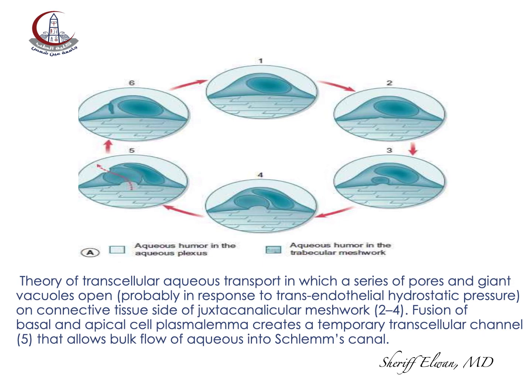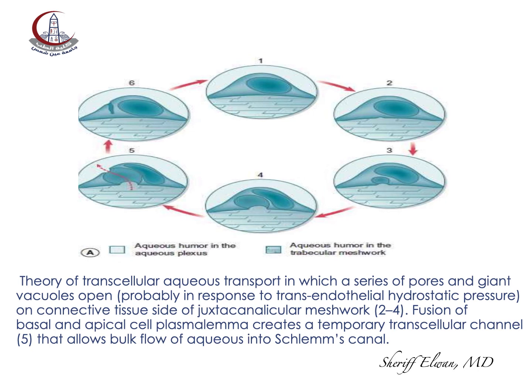The diagram shows the cells of the trabecular meshwork with the two sides. One side is the aqueous humor in the aqueous plexus, and the other side is the patterned side where aqueous humor is in the trabecular meshwork. There occur vacuoles, giant vacuoles of aqueous inside the cells.